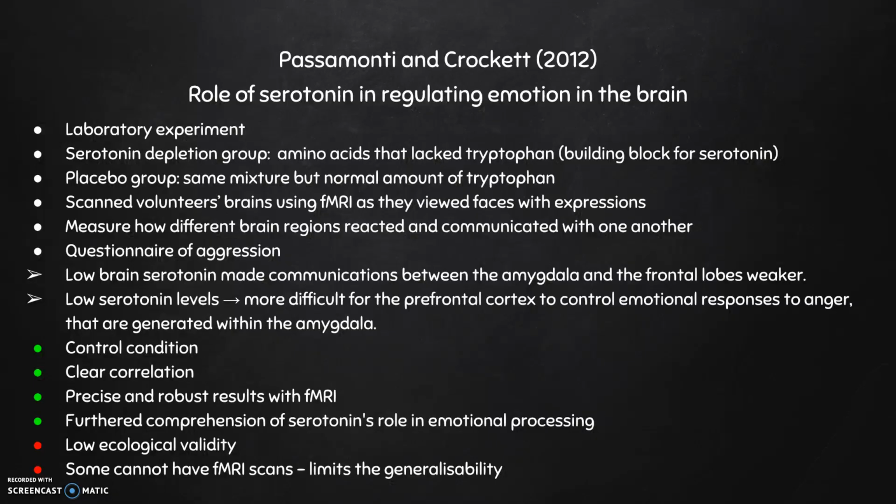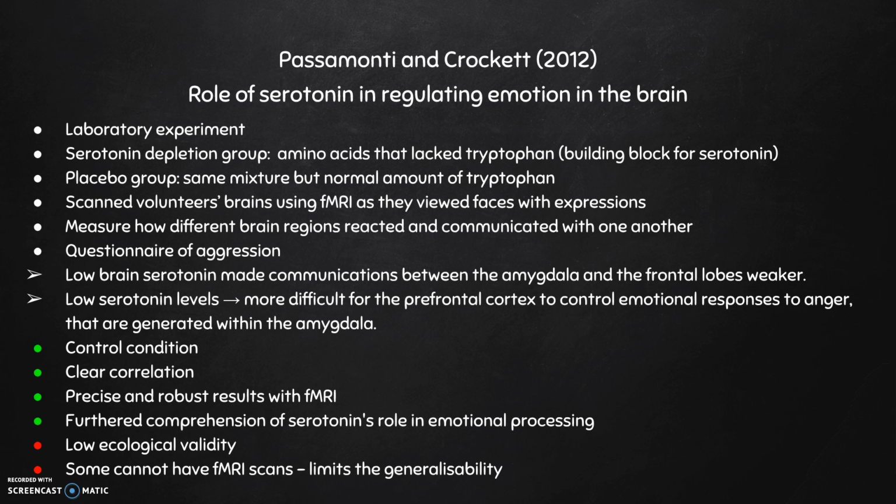A study where fMRI was used is by Passamonti and Crockett in 2012. They looked into the role of serotonin in regulating emotion in the brain. This was a laboratory experiment, and there were two conditions. There was one serotonin depletion group. They were given a mixture of amino acids that lack tryptophan, which is a building block for serotonin. This group had little serotonin. The placebo group was given the same mixture with a normal amount of tryptophan. Afterwards, the volunteers' brains were scanned using fMRI as they viewed faces with angry, sad, and neutral expressions. They then measured how different brain regions reacted and communicated with one another.